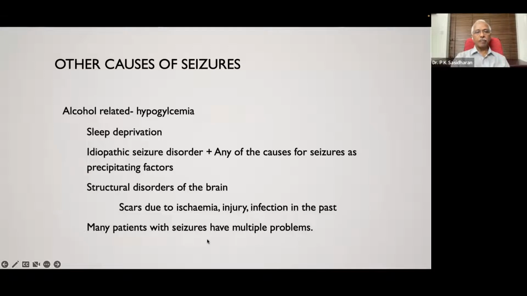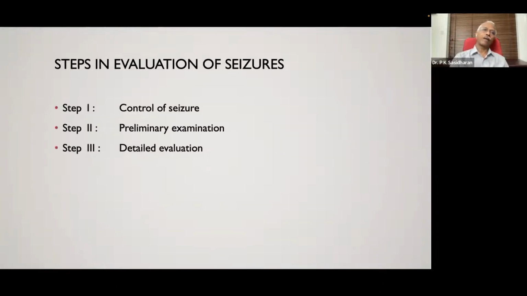And in fact, many patients with seizures have multiple problems. This is the most important point to keep in mind when we are evaluating patients with seizures. The patient could be having a scar, could be having an ischemia, could be having a metabolic problem, and the metabolic problem itself could be multiple, and the same patient could be having sleep deprivation. So the success of management lies in identifying all the contributory factors for a seizure precipitation or seizure manifestation.